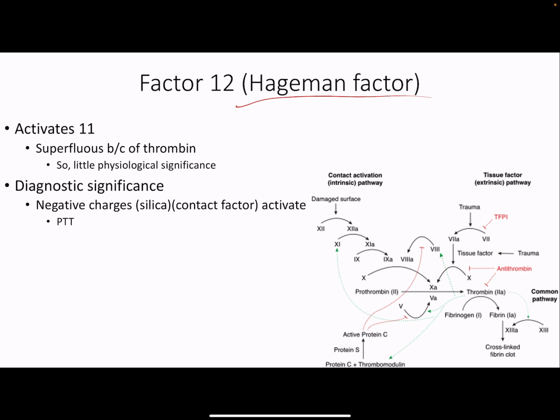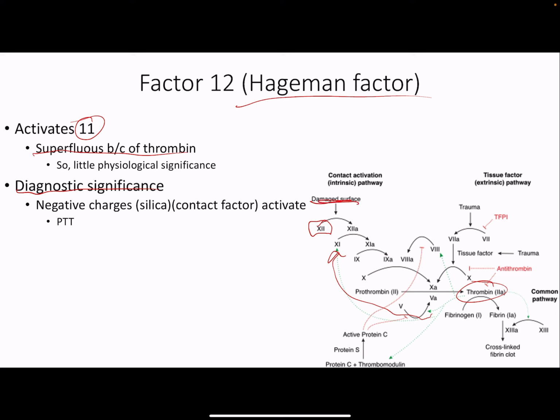Factor 12 is known as the Hagemann factor. This is kind of superfluous, actually, because of thrombin. Yes, it does activate 11, but if you recall, thrombin can do that too; this little arrow over here shows that it can activate 11. So we don't necessarily need 12. In fact, if you knock out 12, there's little physiological significance. However, there's tremendous diagnostic significance.